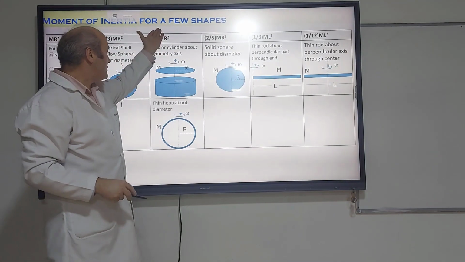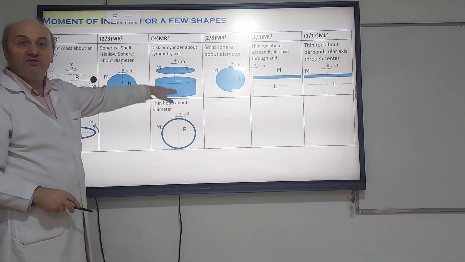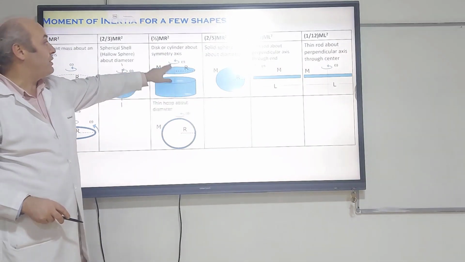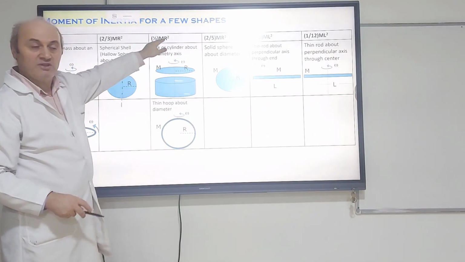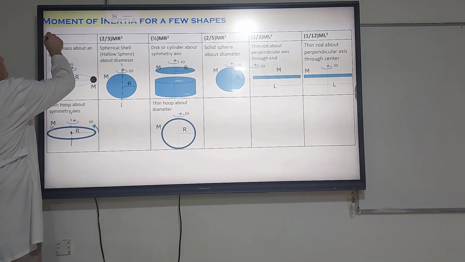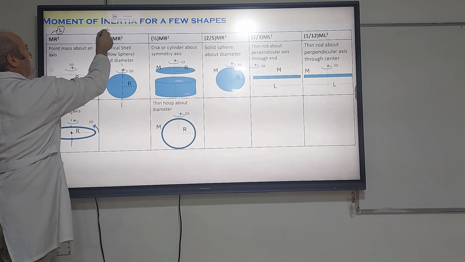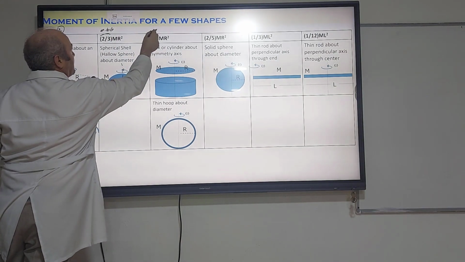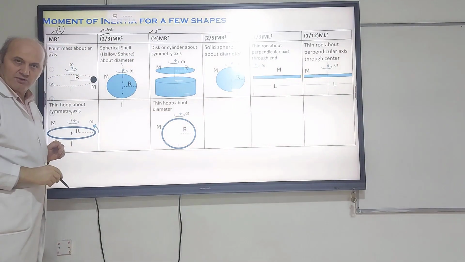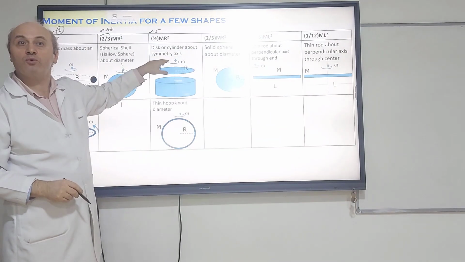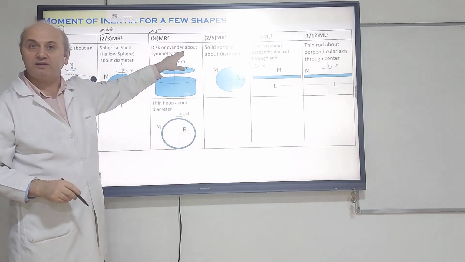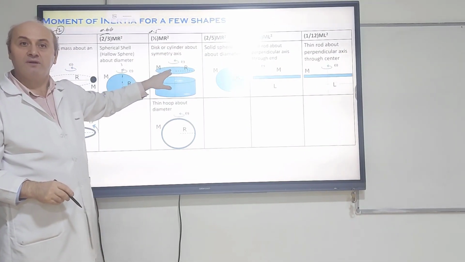And the other one is the disc and cylinder. They have the same moment of inertia, 1/2 MR squared. It's, as you see, smaller. This one the coefficient is 1, here it is equal to 0.66, and this one is 0.5, 1/2 MR squared. M is the mass of the disc or cylinder. R is the radius of the disc or cylinder.